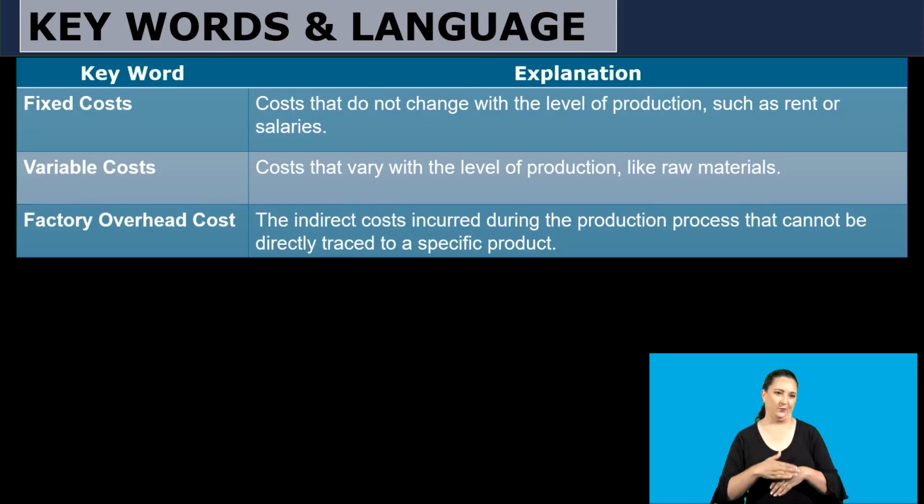Here are some keywords and language. Fixed cost: costs that do not change with the level of production, such as rent or salaries. Variable cost: costs that change with the level of production, like your raw materials. Factory overheads: these are indirect costs incurred during the production process that cannot be directly traced to a specific product.